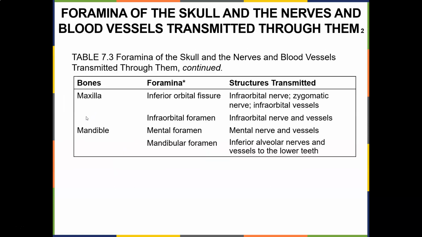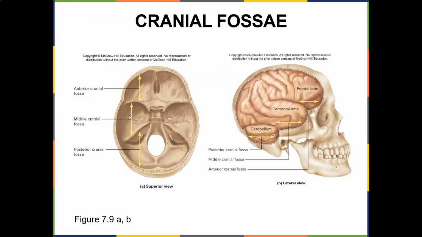You look at the maxilla and the mandible. So mandible is your jaw, maxilla is above, right? So you have an inferior orbital fissure, you have an infraorbital foramen there, and knowing what goes through there. So some of this is unfortunately just pure memorization that you have to do.